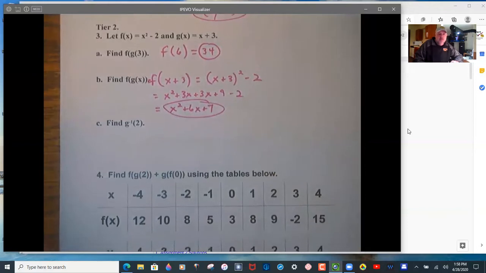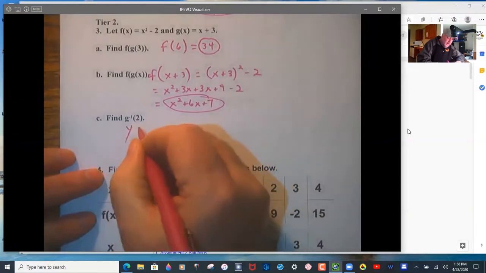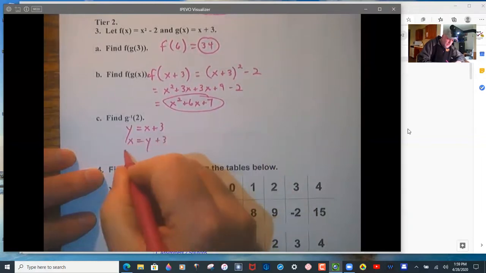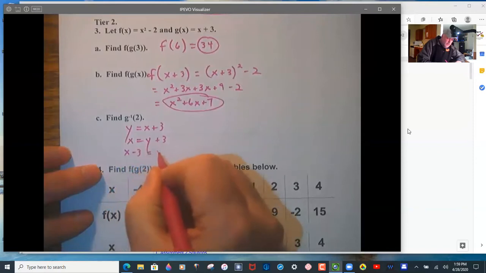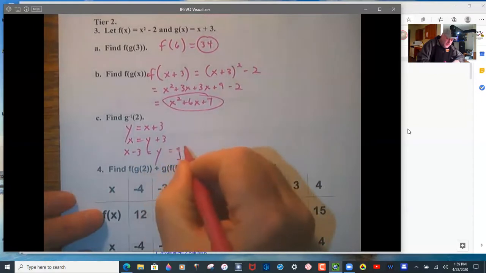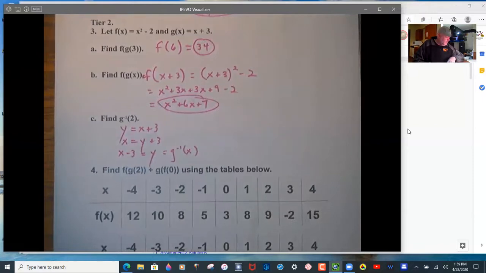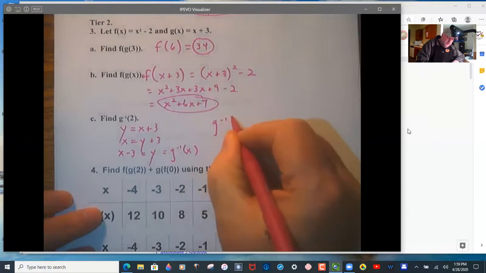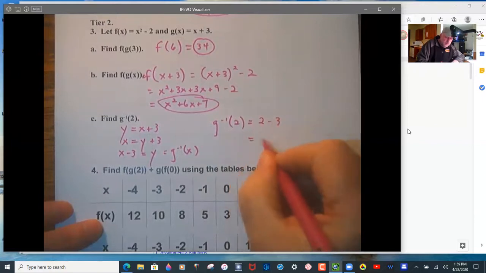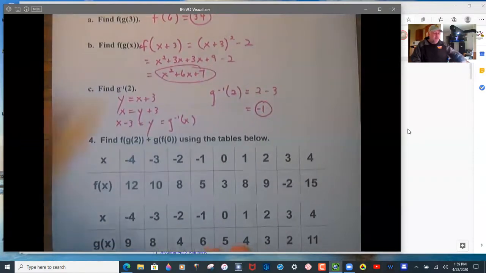Find g inverse of 2. So we need to do the inverse function of the g function, which means invert x and y and solve for y. So x minus 3 is the inverse function. And now we want to do g inverse of 2. So 2 is going to go in for x in the inverse function, giving -1.